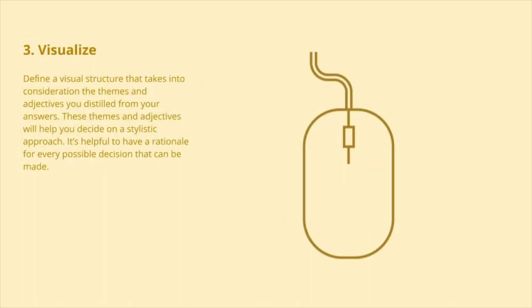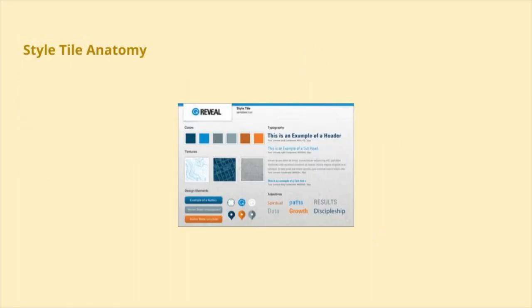The next step is to come up with the visuals. This is where you'll start to decide on stylistic approaches based on your adjectives. Let's identify some of the parts that make up a typical style tile. The first thing that we can see is that there's a logo up top. This helps anchor all of the graphics down below.